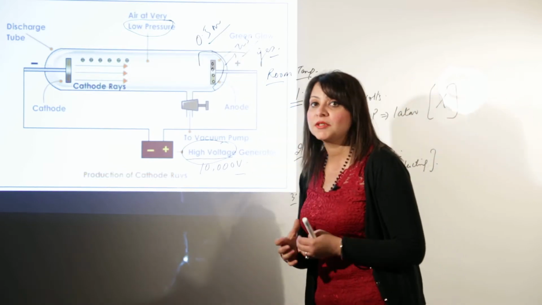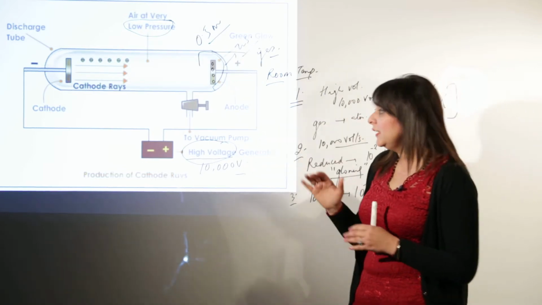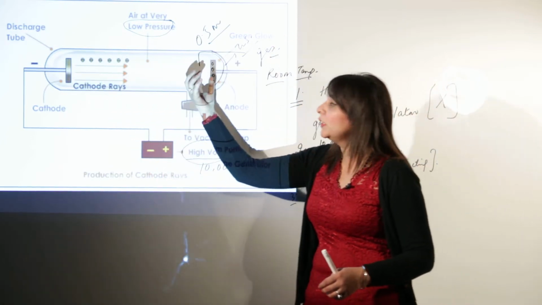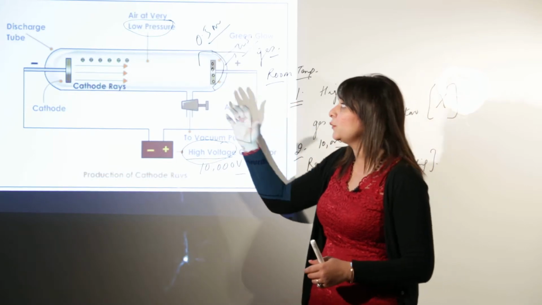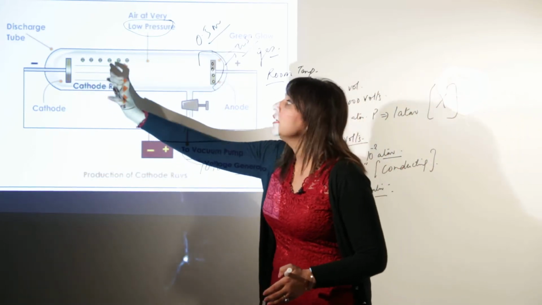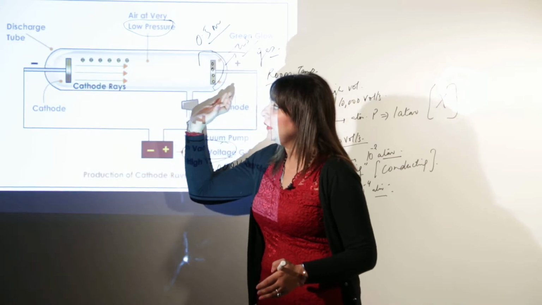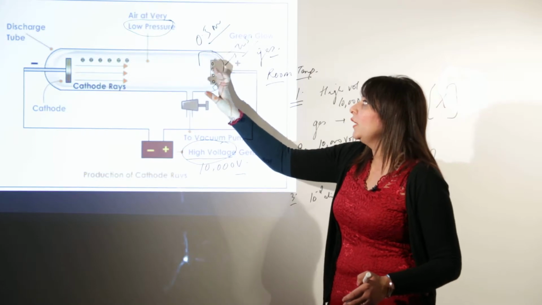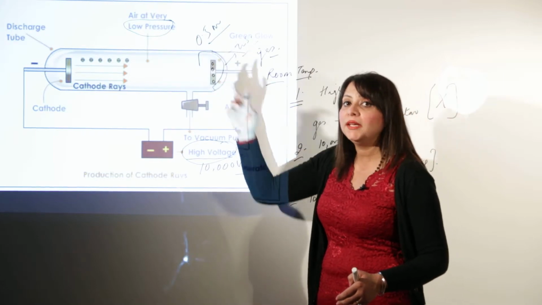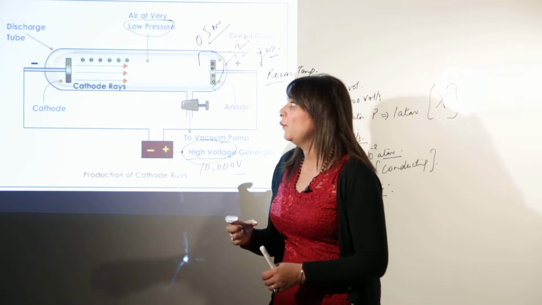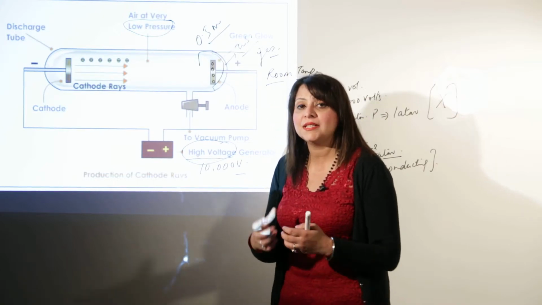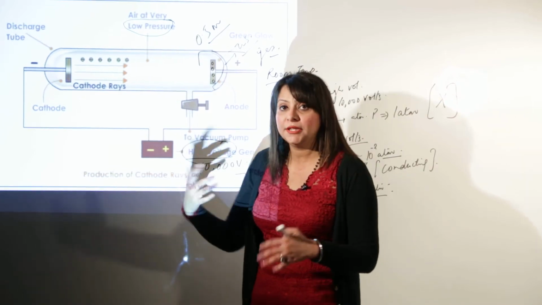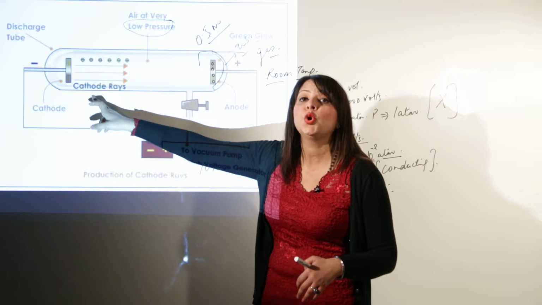So it was confirmed that under these conditions something was emitted from here, which was travelling towards the anode side, because this was not happening on that side. When these conditions were applied, something was emitted from this side, crossing the anode, and when it struck the zinc sulfide screen, it made it glow. So there was a certain beam of particles, or a beam of rays, which were emitted from the cathode, so they were called cathode rays.